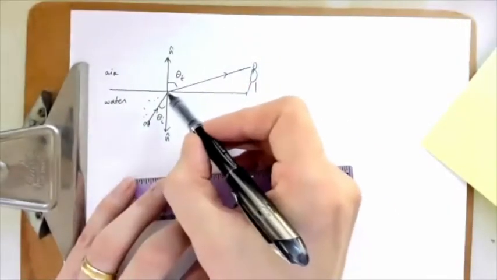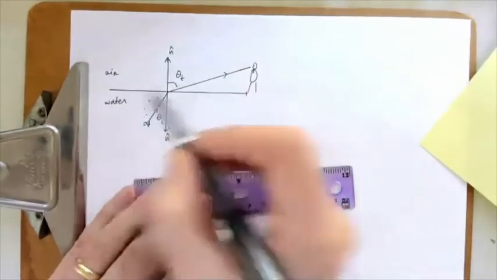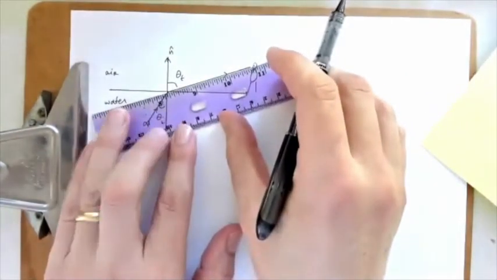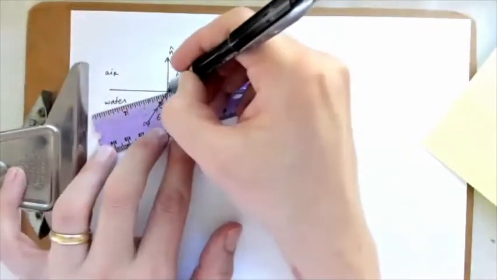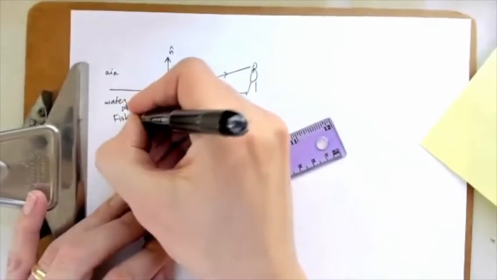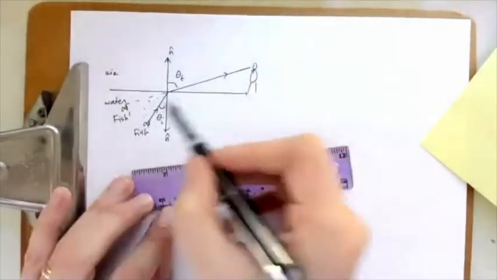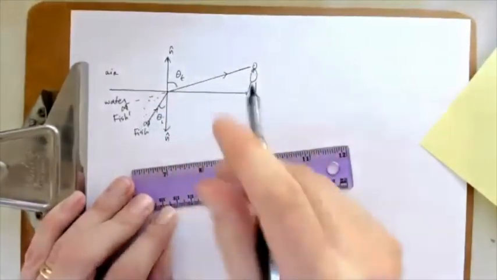So what does that mean? Well, you see the fish, even though it is here, you actually see it here. For instance, if you were spearfishing, this would be fish prime, and this would be the fish. So image formation is important here. If you're spearfishing, you want to make sure that you correct for that.